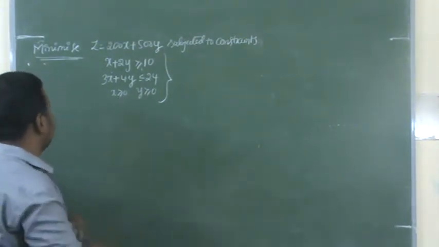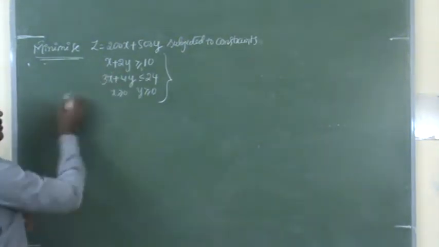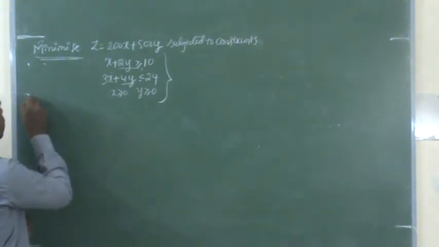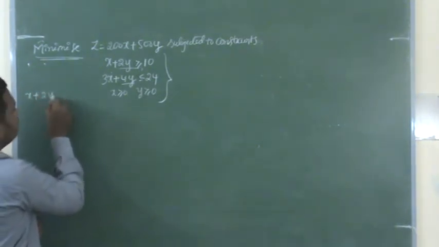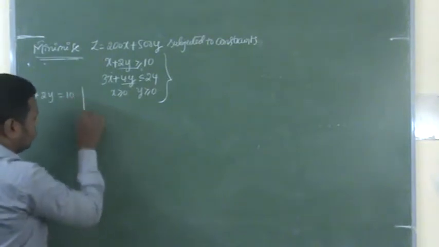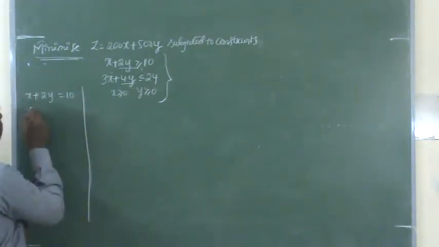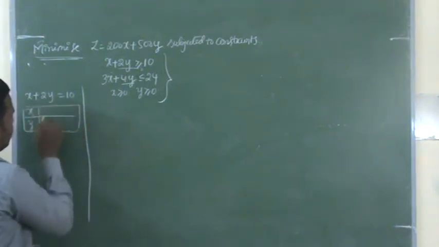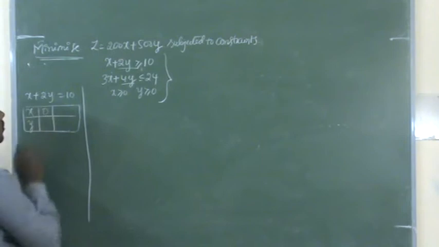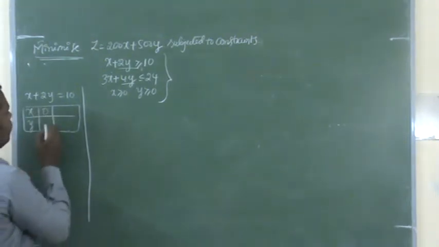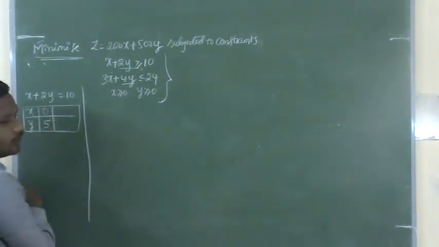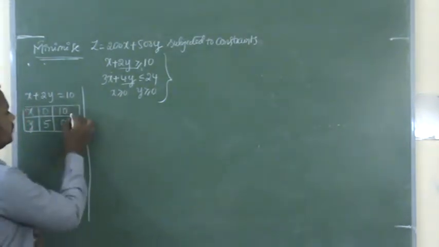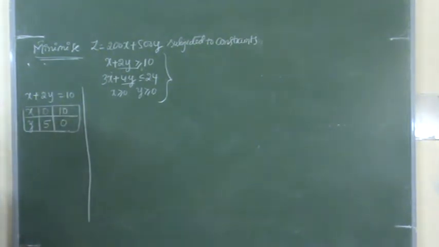Now, what is the method? First, convert the inequation into an equation and plot the graph. x plus 2y equals 10. Here when x equals 0, the y value is 5, and when y equals 0, the x value is 10.